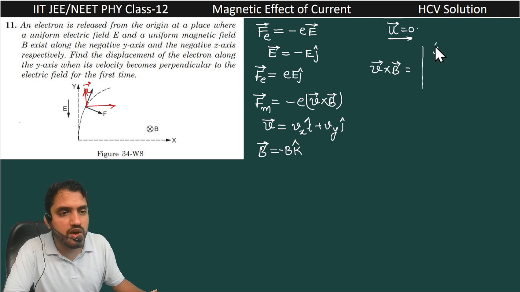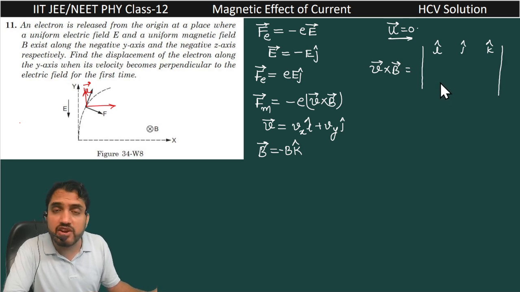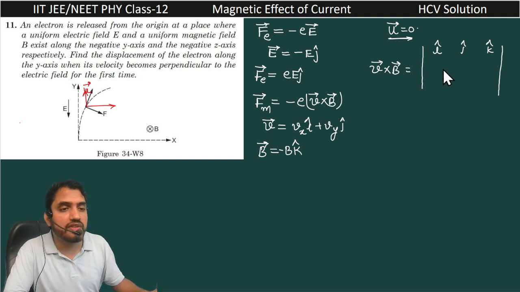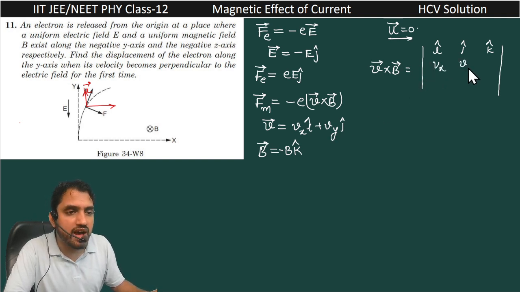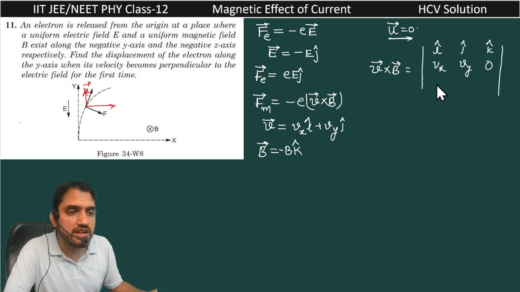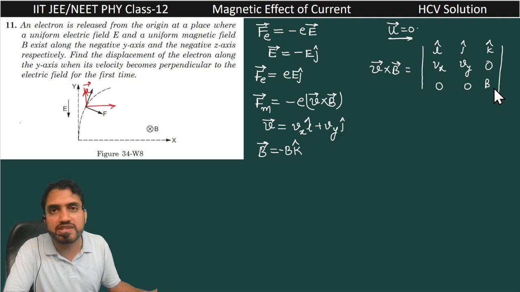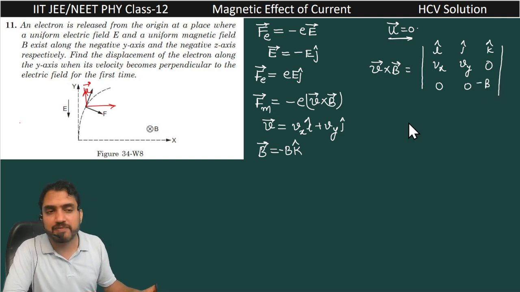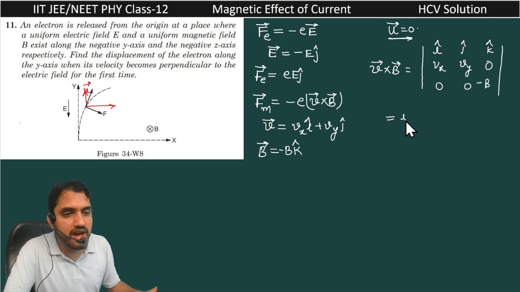Now, if you are finding the cross product, that is the V vector cross the B vector, we can use the concept of determinant. In the first row, i cap, j cap and k cap will be there. In the second row, the coefficients of velocity, that is vx and vy, and the z component is equal to zero because it is moving in the xy plane. In the third row, the magnetic field is only along the z direction, so it is minus B. Solving for the i cap, it will become minus B into vy, and the remaining component will be zero.